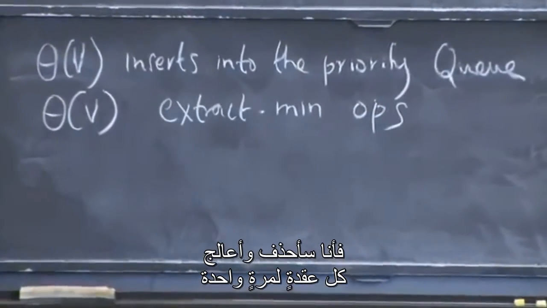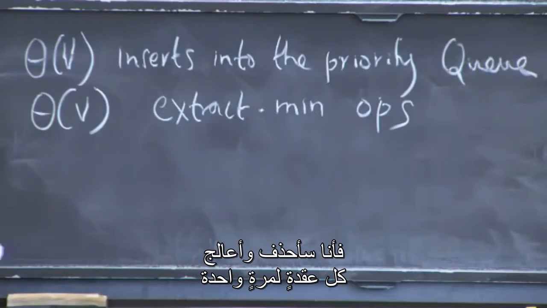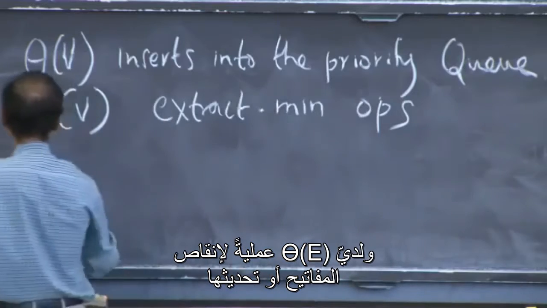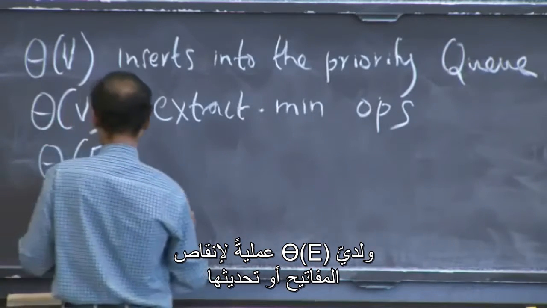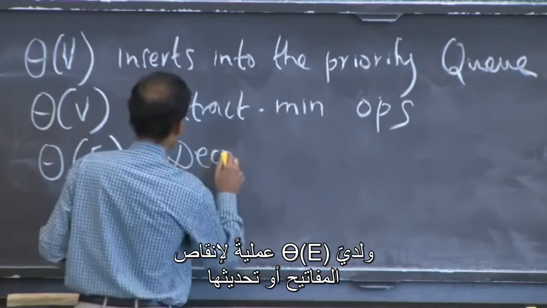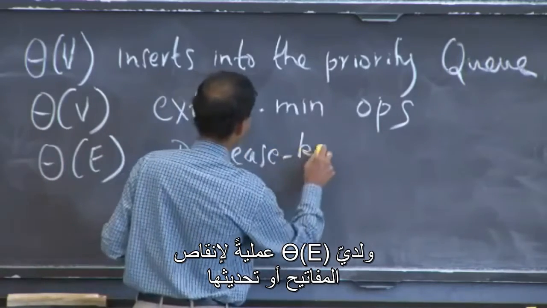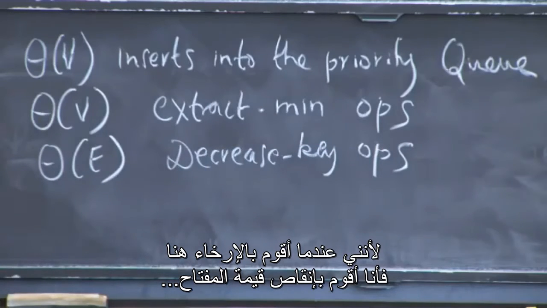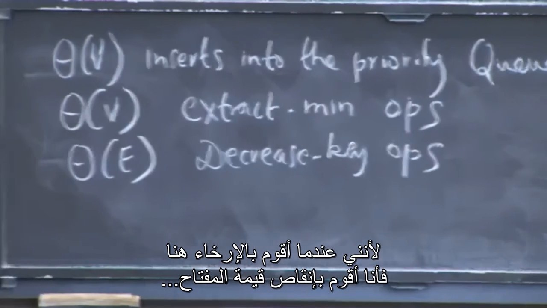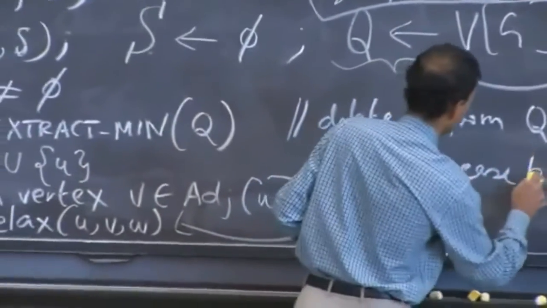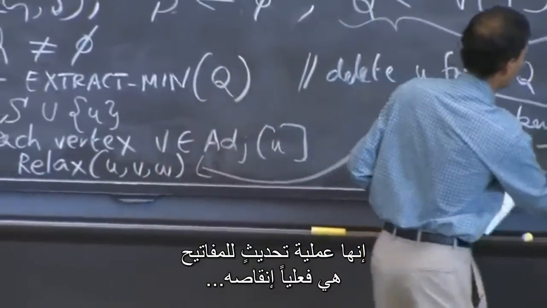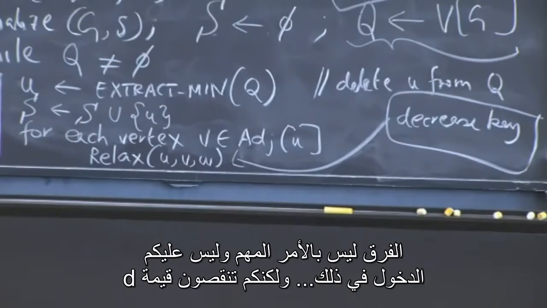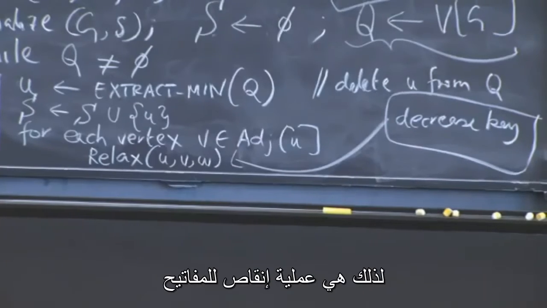I'm only going to delete a vertex once, process a vertex once, and that's why I have theta V extract operations. And I have theta E decrease key or update key operations. Because when I do a relax here, I'm decreasing the key. It's not an update key in particular, it happens to be a decrease key, which is not a big deal. We don't need to get into that. But you are reducing the d value. So it's a decrease key operation.